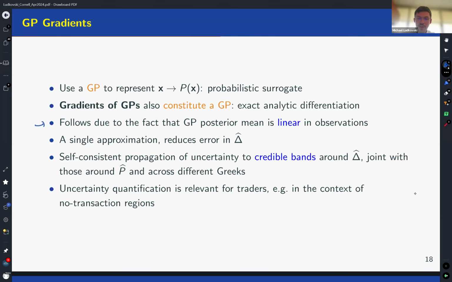And so this says that if I build a GP and fit it to the prices, I automatically get a GP for the gradients, all the gradients at once, for all the Greeks. And I can take analytic derivatives of my kernel functions once and for all to get self-consistent estimates as well as bands for all the Greeks, let's say the delta, the theta, and so forth.